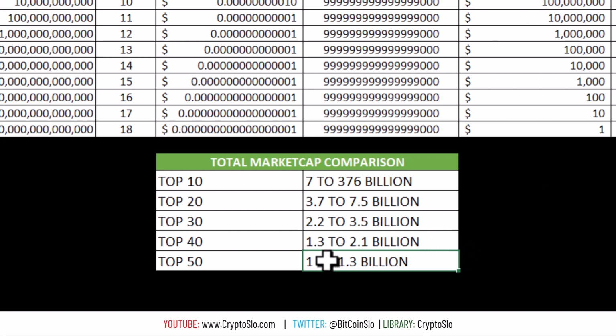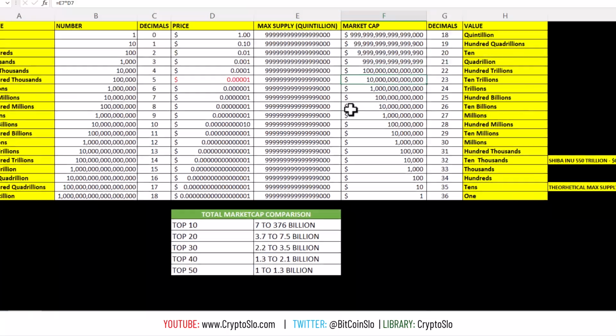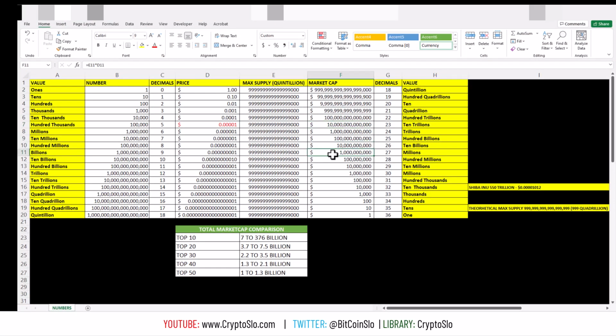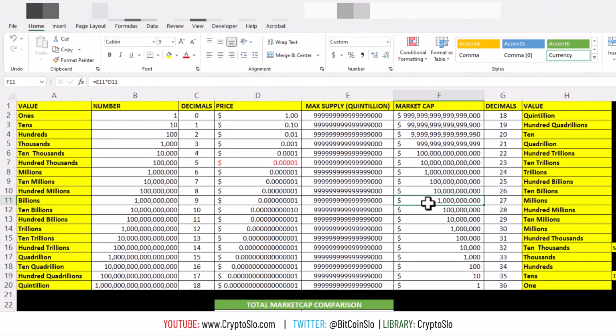Let's say any decent project. Elephant Money hit $500 million. If you're not familiar with Elephant Money, it's on the BSC chain, elephant.money, and it's an RFI coin on BSC. Check it out. So anyways, let's just go with a $1 billion market cap.